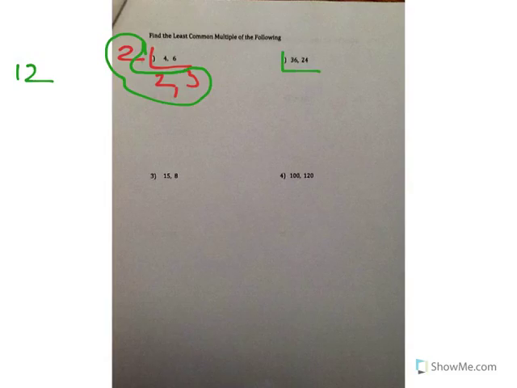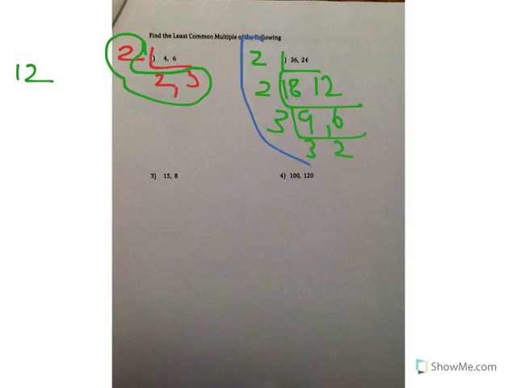So now let's try with this one here. 36 and 24. Well, we know 2 goes into both again. 18 and 12. Okay, we know that 2 goes into both these again. So 9 and 6. And we know 3 goes into both those. 3 and 2. So we have to multiply all these together.